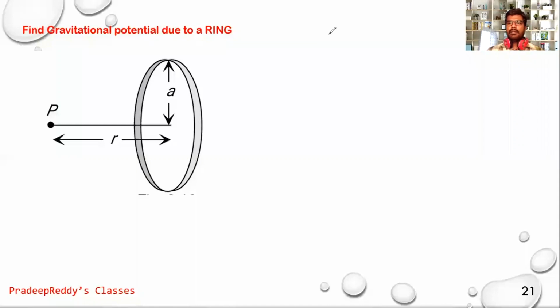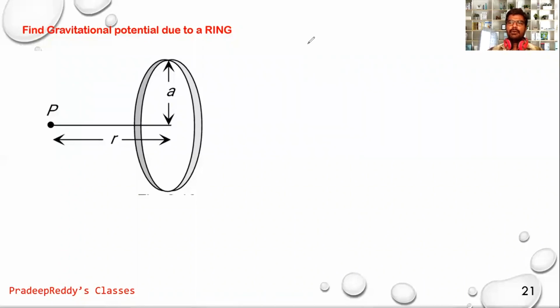Students, in the last few lectures, we have learned how to find gravitational force, gravitational field, gravitational force due to point masses, gravitational field due to point masses, and also extended masses. And in this video session, we will be learning how to calculate gravitational potential for extended masses.